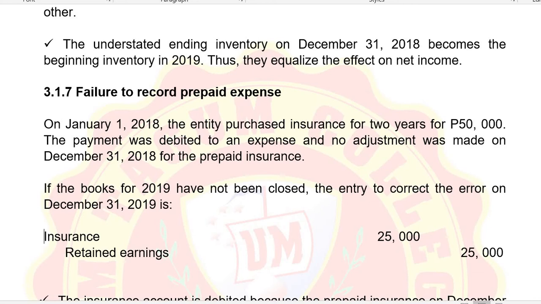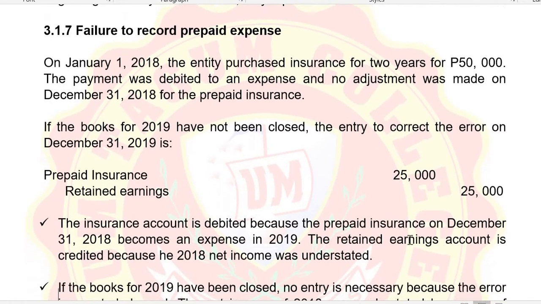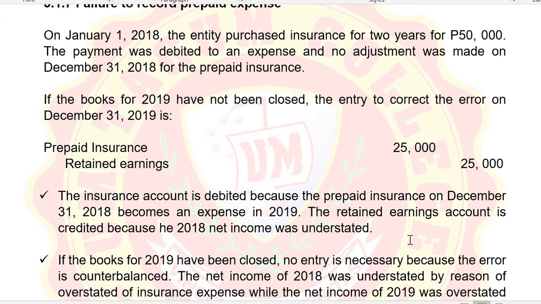So, then there would be a debit to prepaid insurance for 25,000, credit retained earnings for 25,000, okay? So, if the books of 2019 have been closed, no entry is necessary because the error is counterbalanced. Okay? So, since you did not record any expense for 2019, it's because the entire expense is recorded in 2018.